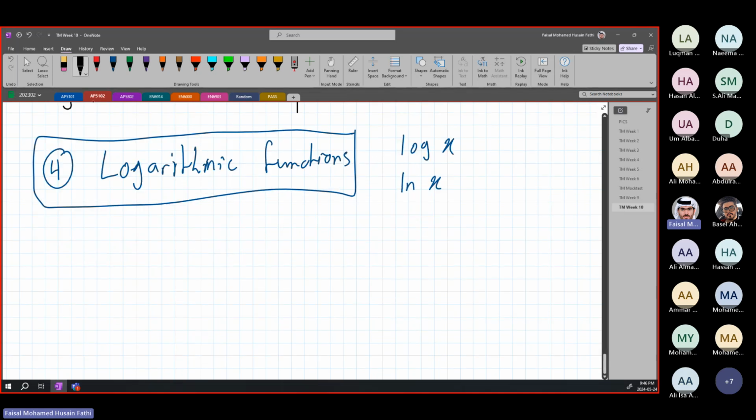I'm going to just do the basic one for now. So when we say log of x, this basically is the same as saying log base 10 of x. Keep that in mind. So y is equal to log of x.